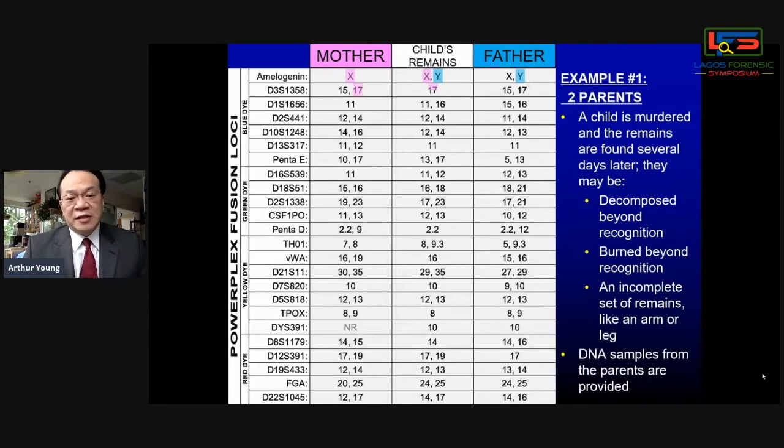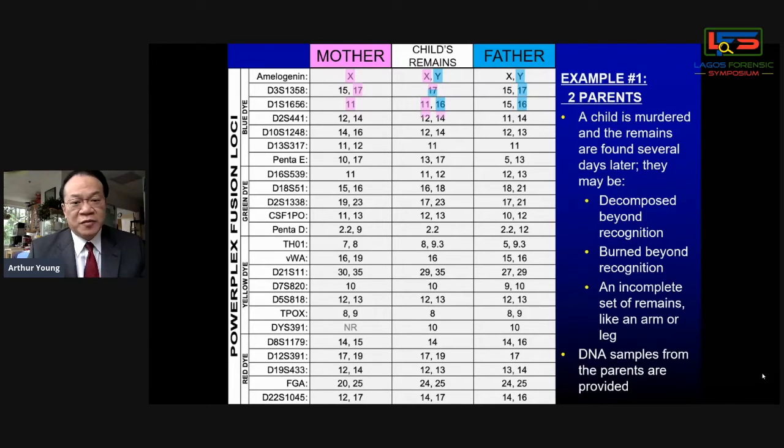So we see that the child's remains also has a 17 at the genetic marker D3S1358, which could have come from the mother. But since there's only one allele here, that 17 also has to come from the father. So we compare that against the father of the missing child. And yes, the father has one. The 11 allele could have come from the mother. The 16 allele could have come from the father.